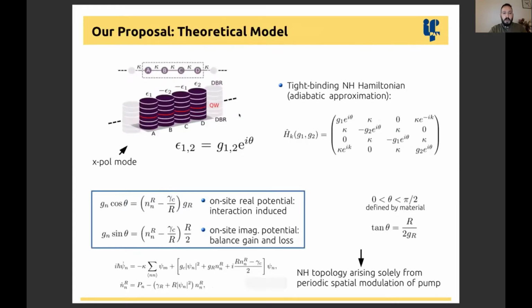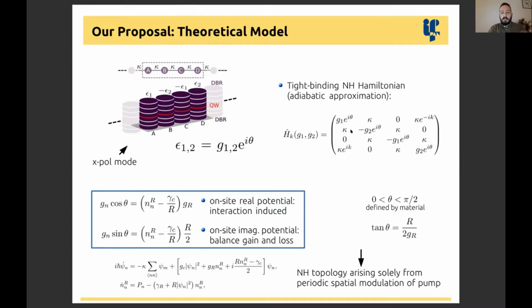So this is our theoretical model. We consider a one-dimensional chain of micropillars. The unit cell is composed of 4 sites, and each of these micropillars hosts a tight-bound exciton polariton mode. Now, such a system is easily numerically solvable by the classic reservoir coupled to the condensate equation, which we can see down here. So we write down a tight-binding non-Hermitian Hamiltonian, and our couplings are all fixed.